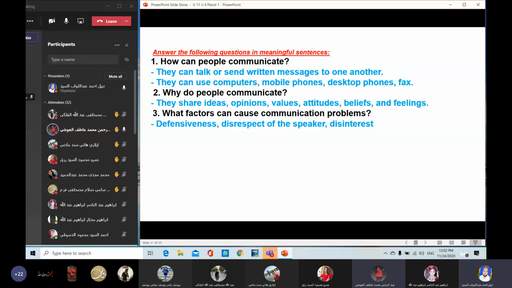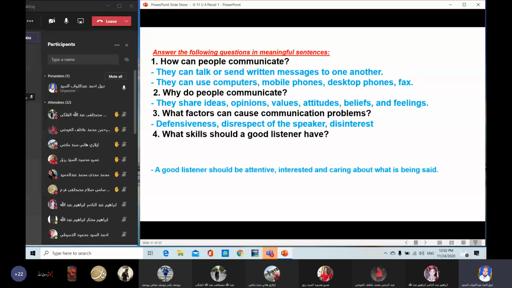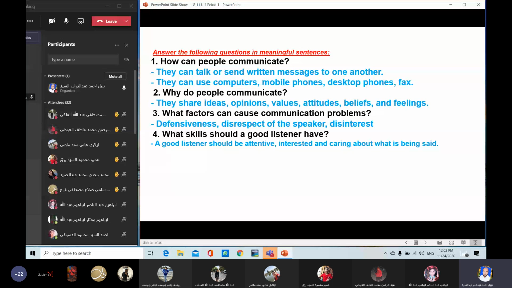Okay. What skills should a good listener have? As we mentioned, a good listener should be attentive. He should be interested. He should care about what is being said. He should also keep eye contact with the speaker and not interrupt him.